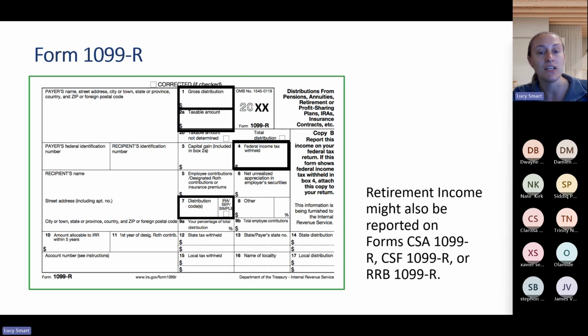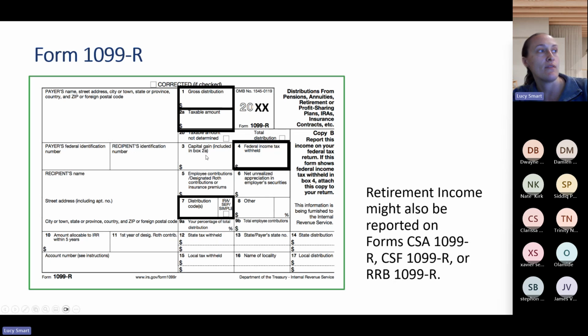And then box 7, I would say this is the most important one to look at first. This is the distribution code, and it tells you what kind of distribution this is. Then the checkbox next to it will indicate if the retirement account is an IRA or a SEP or SIMPLE retirement plan. That means it's an individual retirement plan rather than one through your employer.